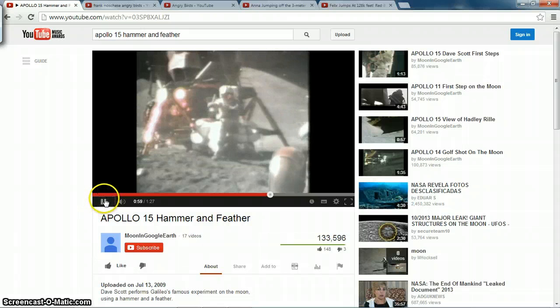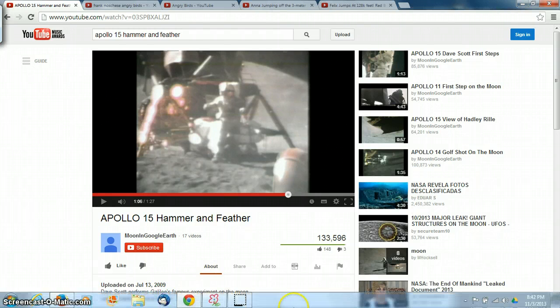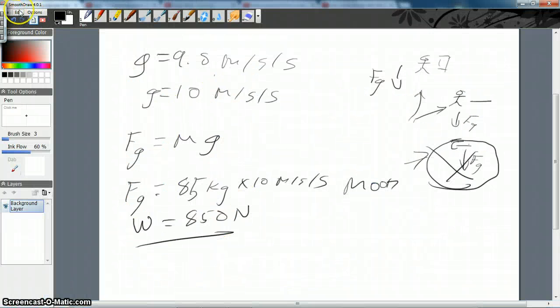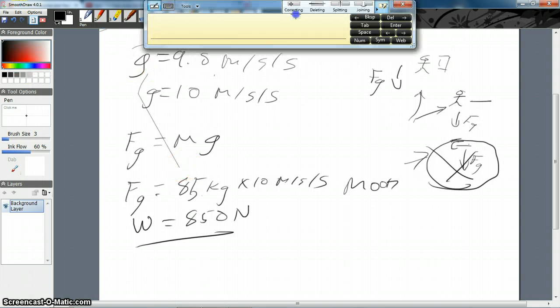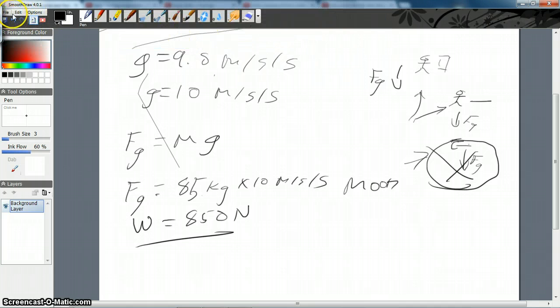It took about 1.5 seconds for those things to fall, and it would take less than 1 second for me to drop a hammer like that and have it hit the floor. So, why the difference? Well, I can't really explain all the reasons why just yet. Right now, you're just going to have to take it. I'm just going to have to tell you that, yeah, it happens. And it does have to do with how much mass the moon has.